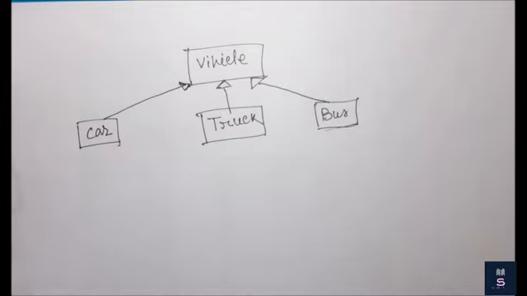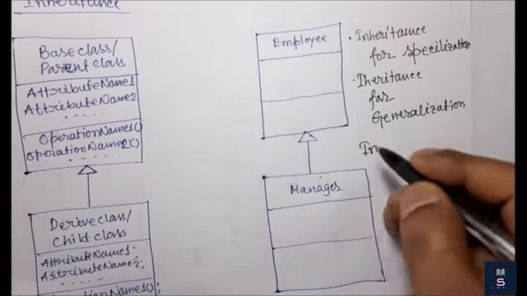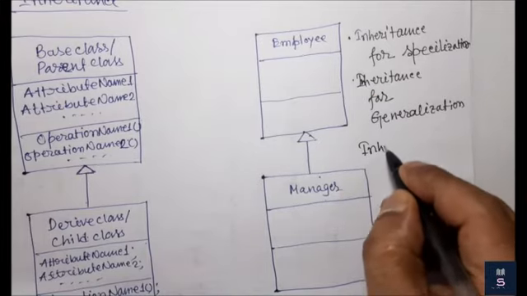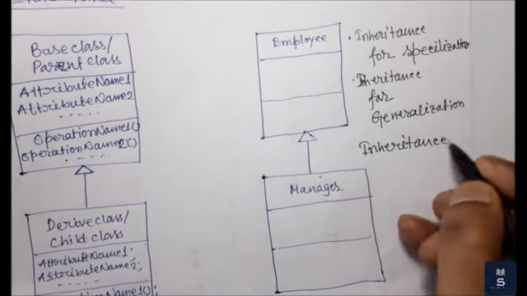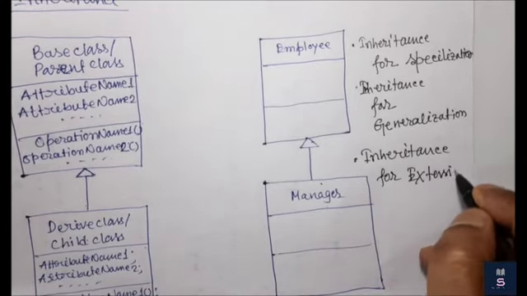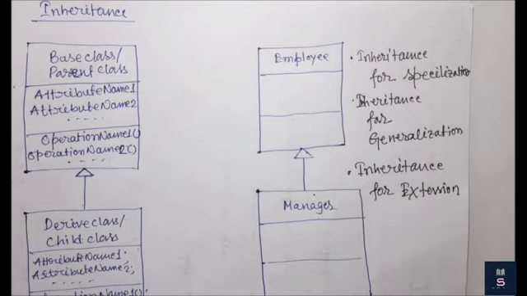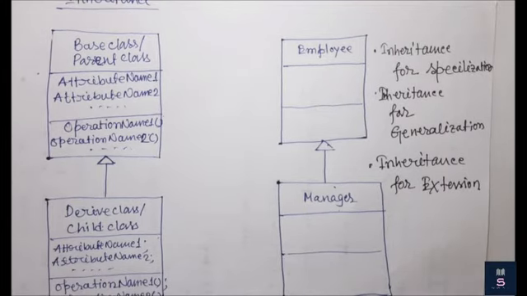Okay, so the next thing is inheritance for extension. In this case, the inheritance extends the existing class functionality by adding a new property. You will see all those examples in a complete class diagram so that you can get the idea. Right now, just for your information, that is what inheritance for extension means.